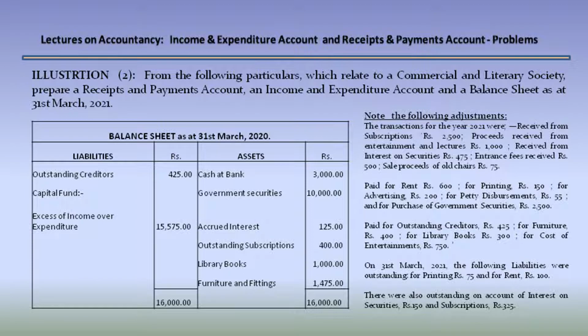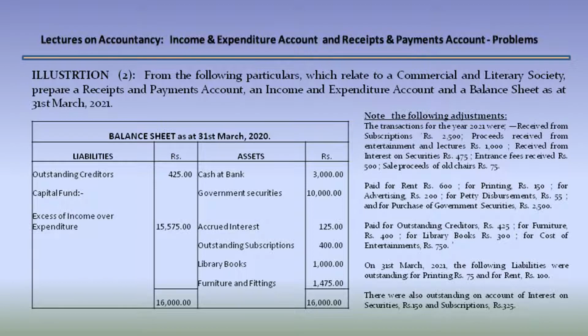Paid for rent 600, for printing rupees 150, paid for advertisement 200, paid for petty disbursements 55, paid for purchase of government securities 2,500. All these are payments, so all these items will appear on the payments side of the receipts and payments account. On 30th March 2020, the following liabilities were outstanding: for printing 75 and for rent 100. These are liabilities outstanding, so these items will appear on the liabilities side of the balance sheet.